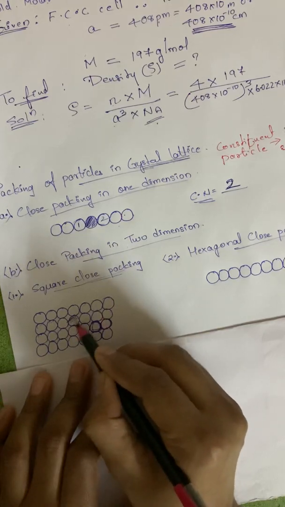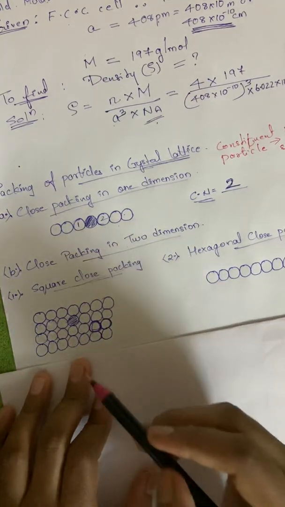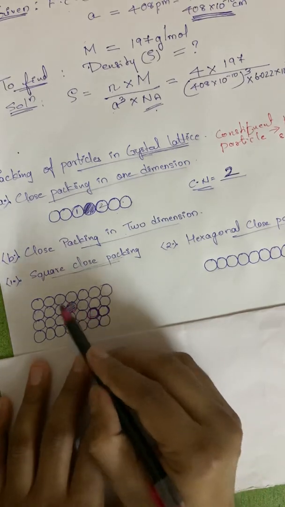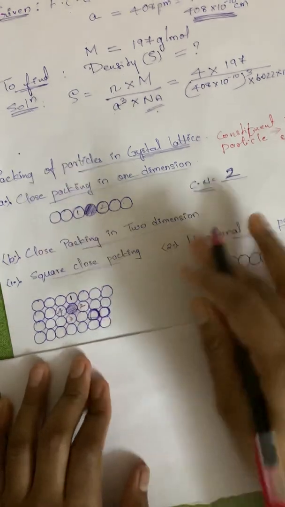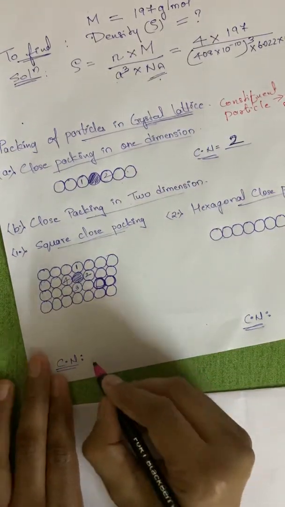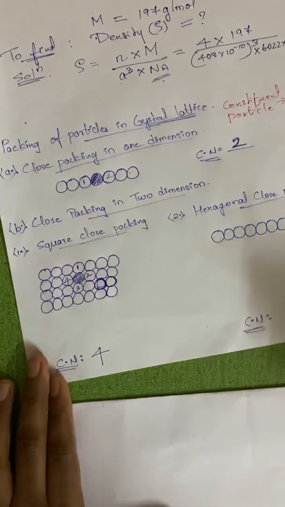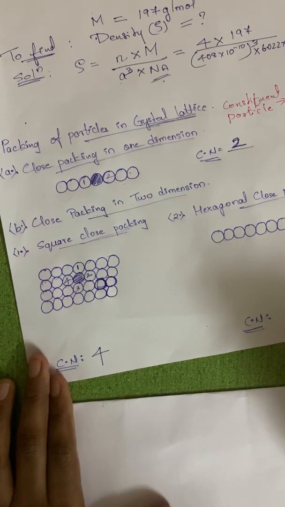So if I select this particle, how many constituent particles are attached to it? It is 1, 2, 3, 4. Therefore the coordination number over here is nothing but 4.